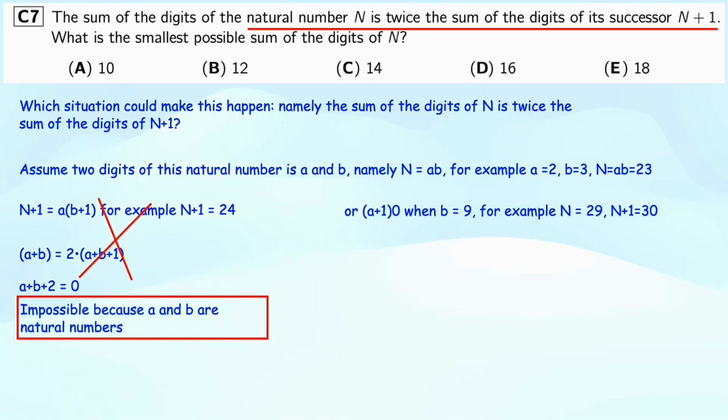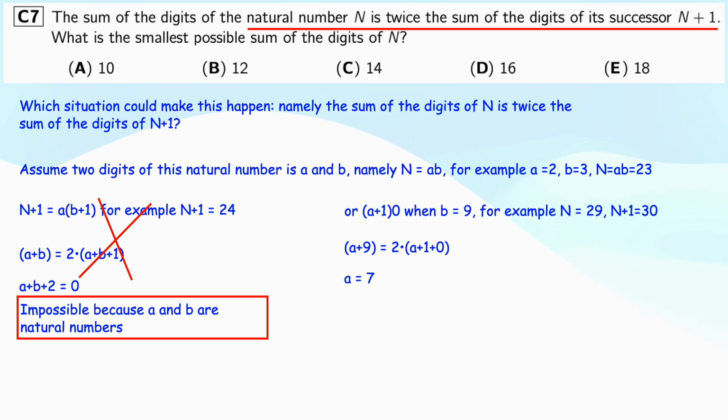There's another situation, at the turning points. For example, 29 to 30. So let's have a look at it. This means n could be a9 and n plus 1 is a plus 1, 0, for example. Then we say, okay, this is a plus 9, the sum for n, is equal to twice of a plus 1 plus 0. Let's look at the result.